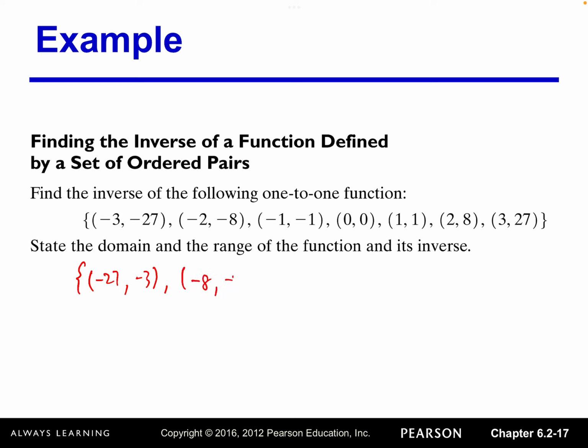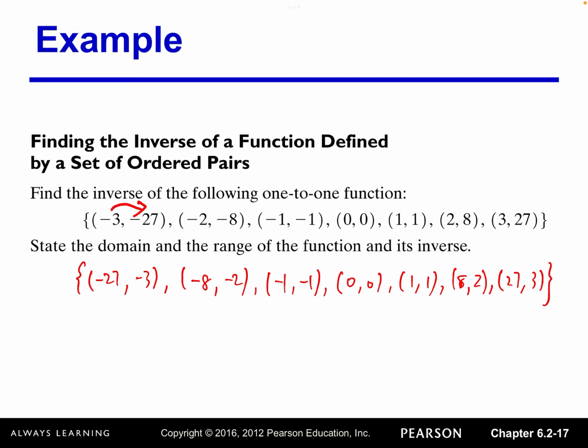Next, (-2, -8) becomes (-8, -2). And the third point, since the x and y coordinates are identical, after we swap it's still (-1, -1). The same for (0, 0) and (1, 1); we swap, but since the values are identical it looks the same. And then (2, 8) becomes (8, 2), and (3, 27) becomes (27, 3). So to find the inverse function given by ordered pairs, all you need to do is swap the x, y coordinates.